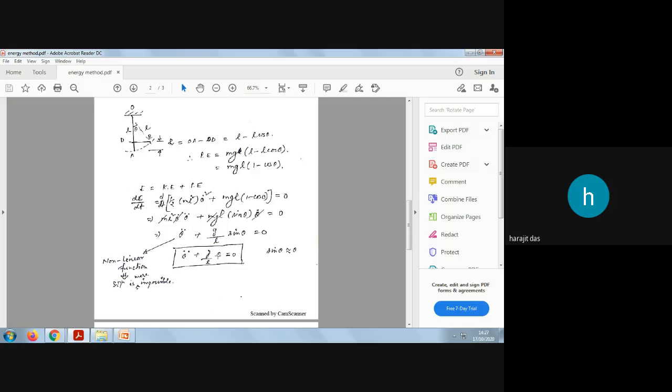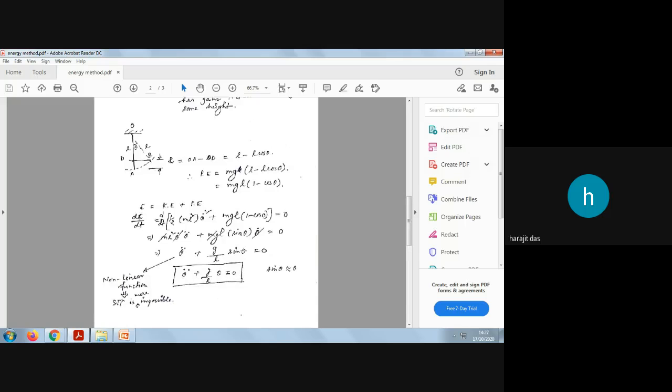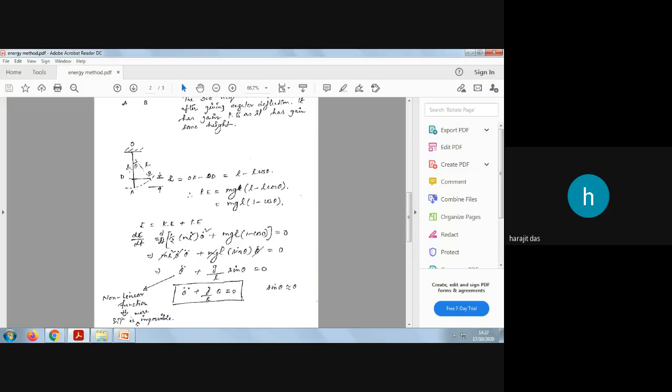From this equation, you can write that the natural frequency of the system will be given by omega n equals square root of g by l. This is angular deflection, or angular vibration, or you can say that this is transverse vibration.